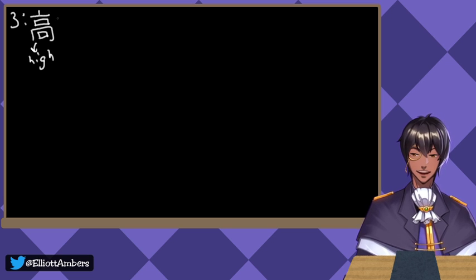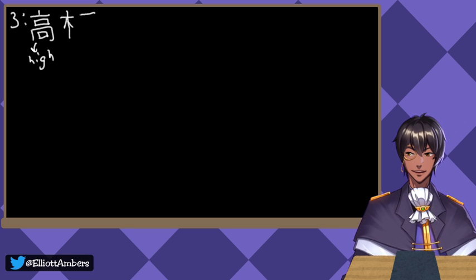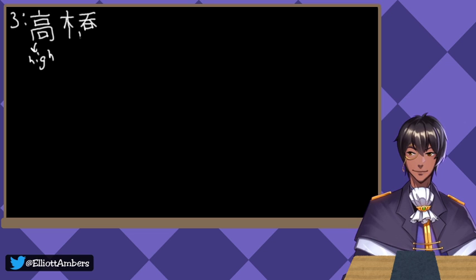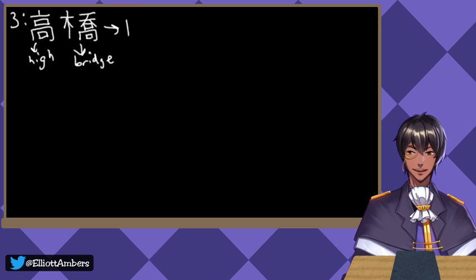And then we have, I'm actually going to be drawing these bigger because otherwise I might not be able to draw these clear enough for it to be discernible. See if it's written like this. I think I am able enough to do this. This is high, and this is bridge. So, someone who lived on a high bridge, that name is Takanashi.